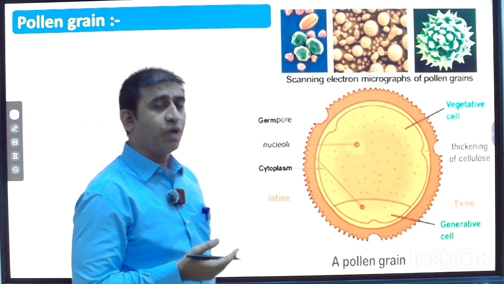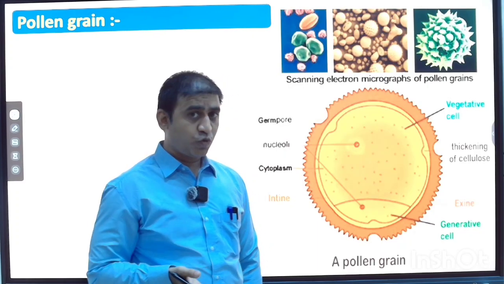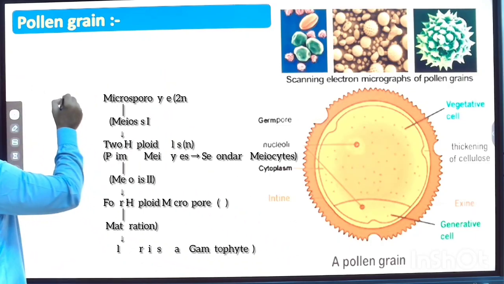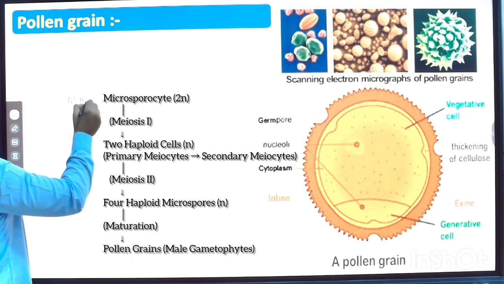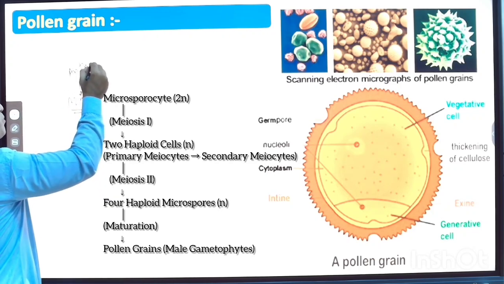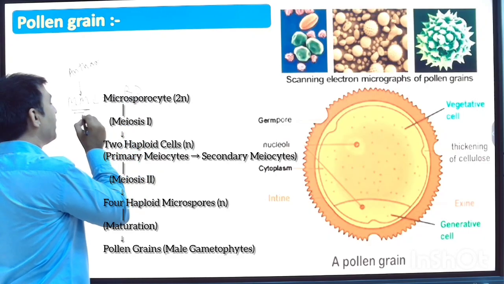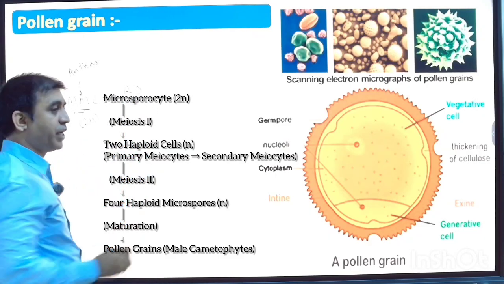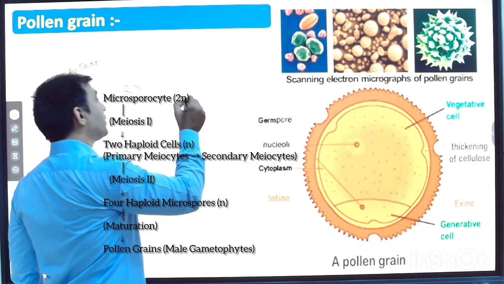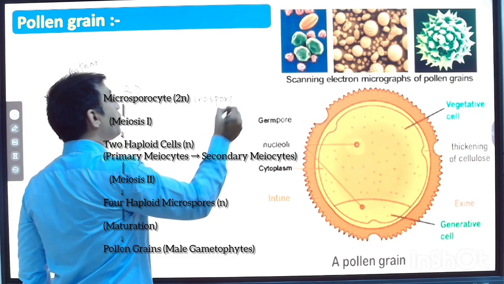The pollen grain is produced in the anther from the microspore mother cell after meiosis. In the anther, there is the microspore mother cell. After the meiosis, or reductional division, this microspore mother cell, which is diploid in nature, having two sets of chromosomes, will produce the haploid microspore, or pollen grain.